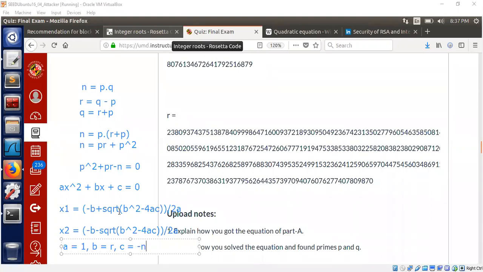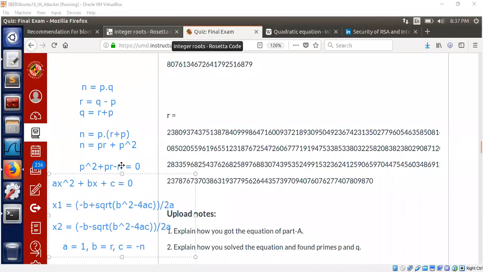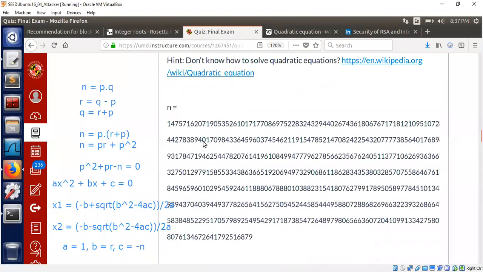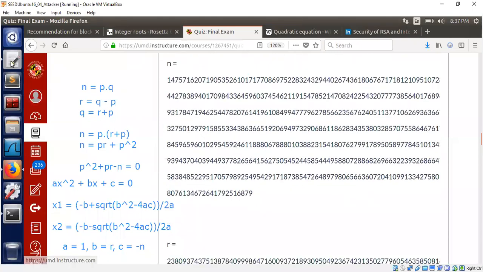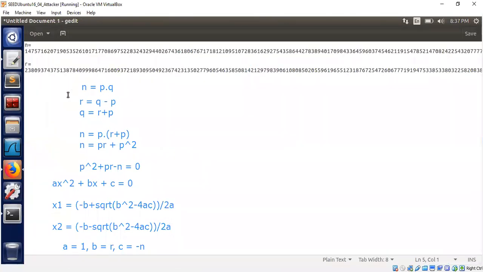So I'm just going to write a simple Python program that will solve this problem for us. Okay, let's get it started now with the programming. Okay, so I just copied and pasted my r and n into this little notepad editor.